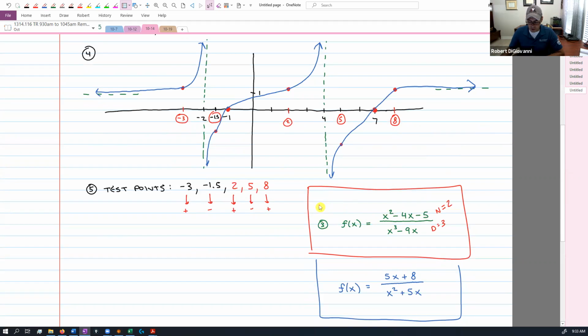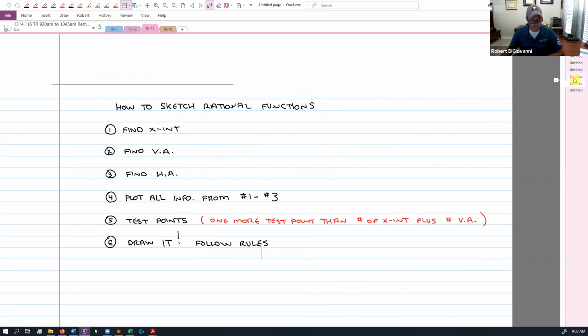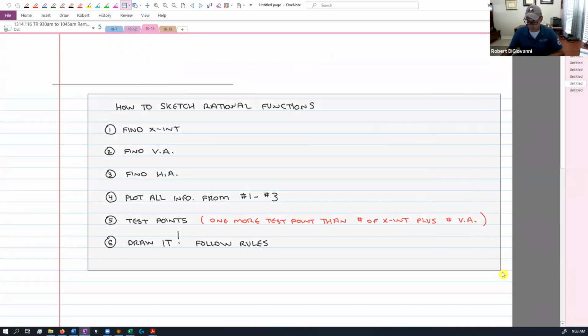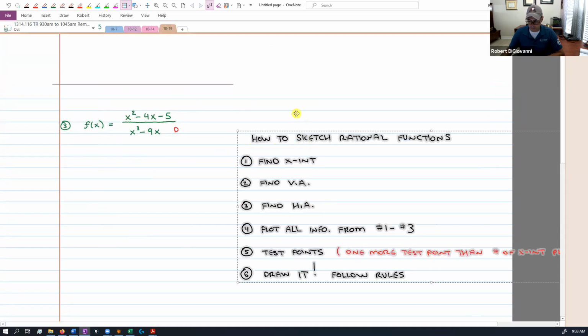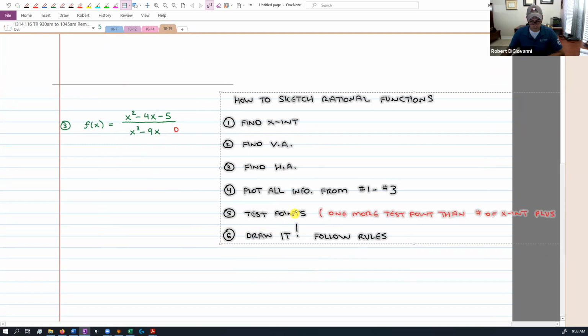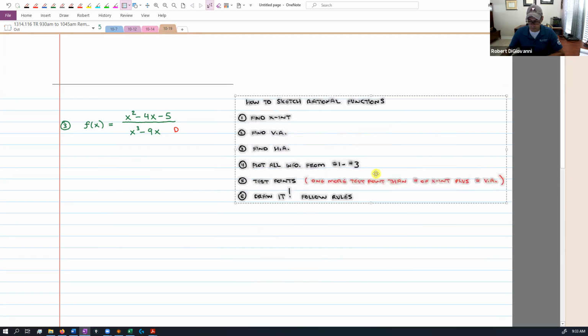Now, as far as this one is concerned, we can do this one. And I'll just run through the whole thing. I'm going to take these steps. Let me copy this whole page. Okay, so we're going to go through these 6 steps to sketch this function.